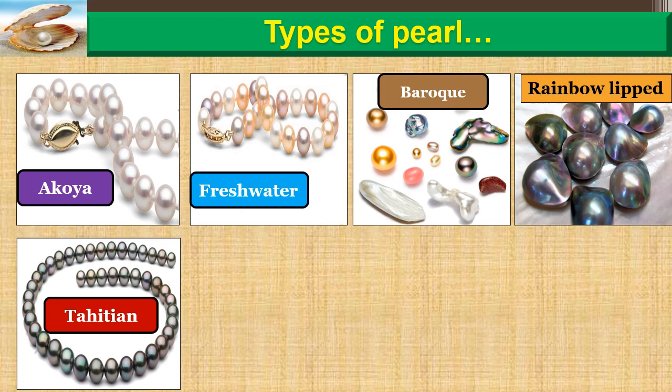The Tahitian pearls, these are cultured in saltwater. These are the most famous and prevalent naturally black colored pearl. These are grown in a saltwater pearl oyster, Pinctada margaritifera. The Tahitian pearls are one of the largest cultured pearl types in the world.